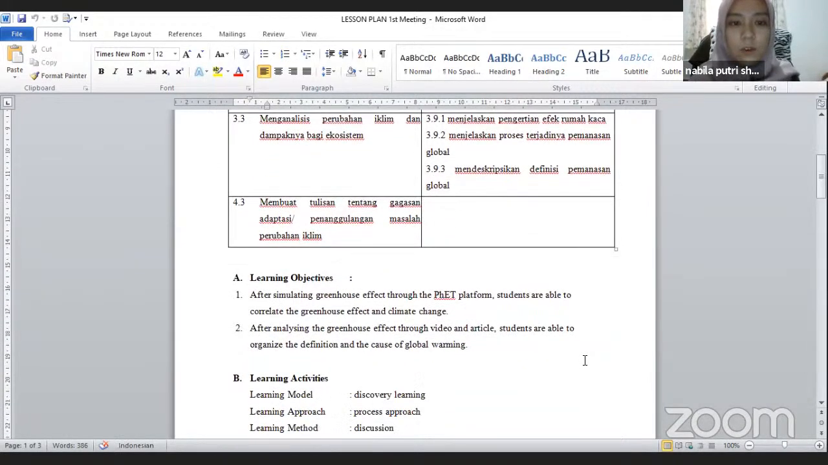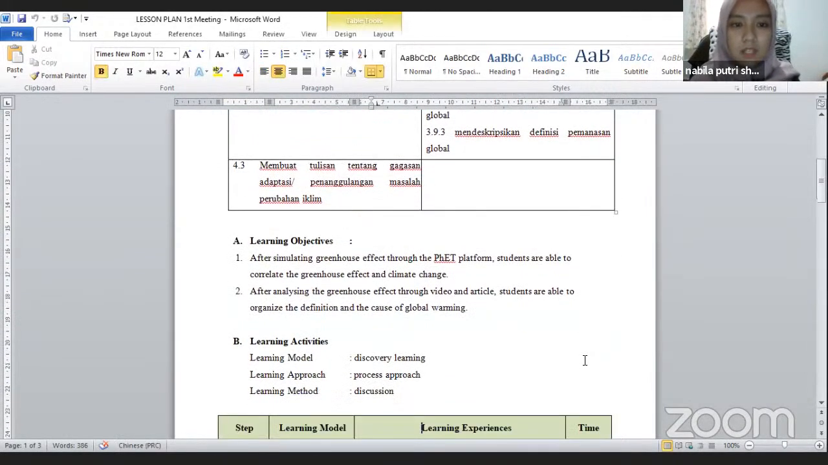The learning objectives are: after simulating the greenhouse effect through the PhET platform, students are able to correlate the greenhouse effect and climate change. And after analyzing the greenhouse effect through the video and article, students are able to organize the definition and the cause of global warming.